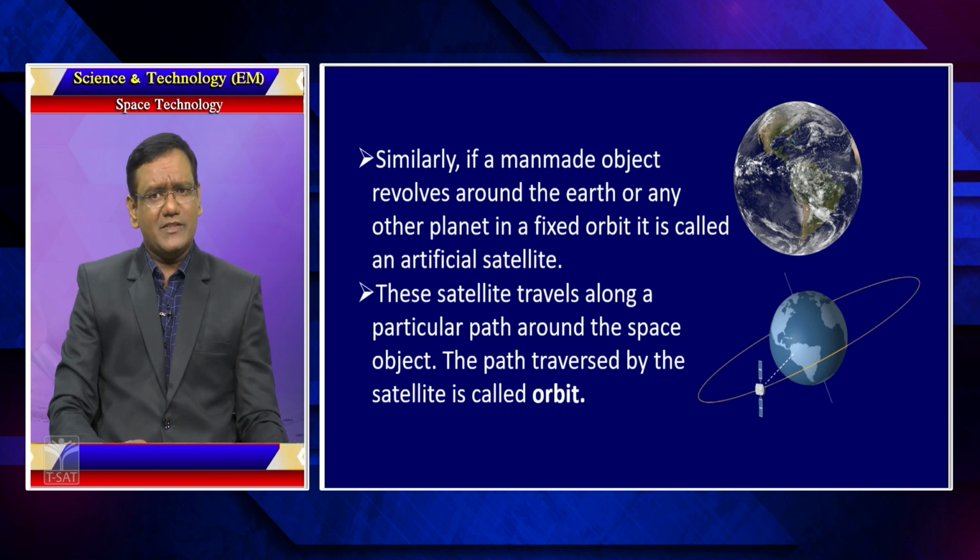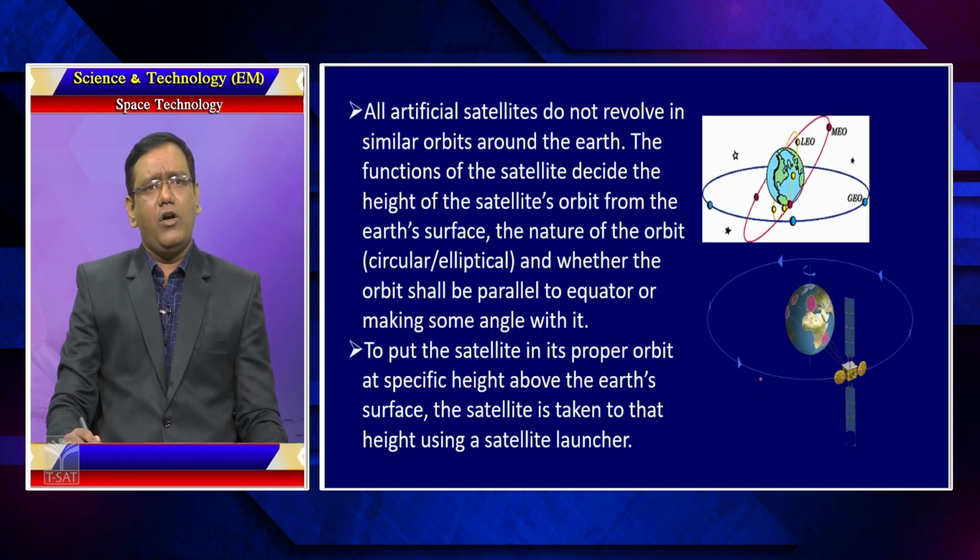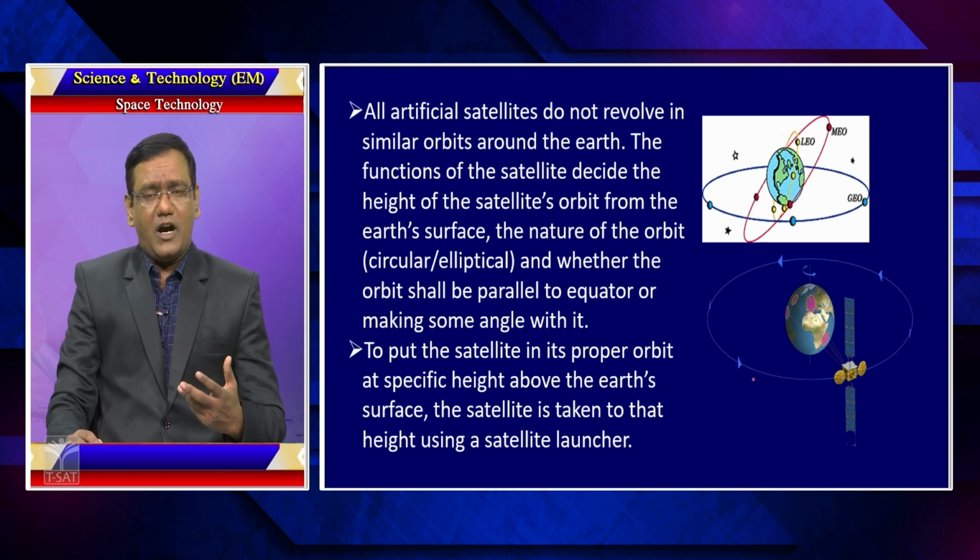You can see in this image, there is one artificial satellite revolving around the Earth. This path is called the orbit. All artificial satellites do not revolve in similar orbits around the Earth. The Earth has different types of orbits.